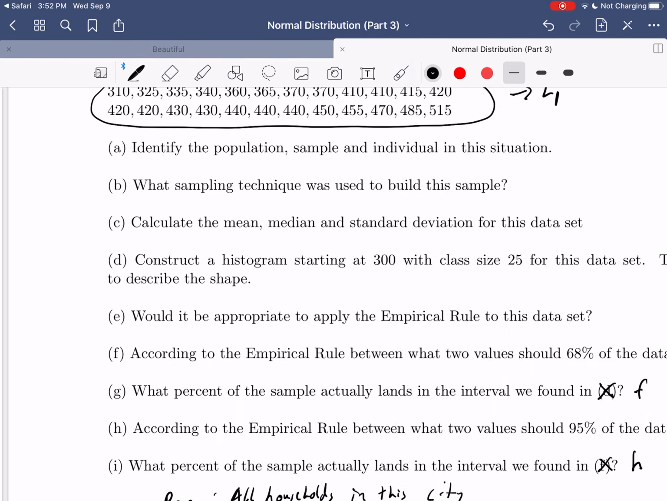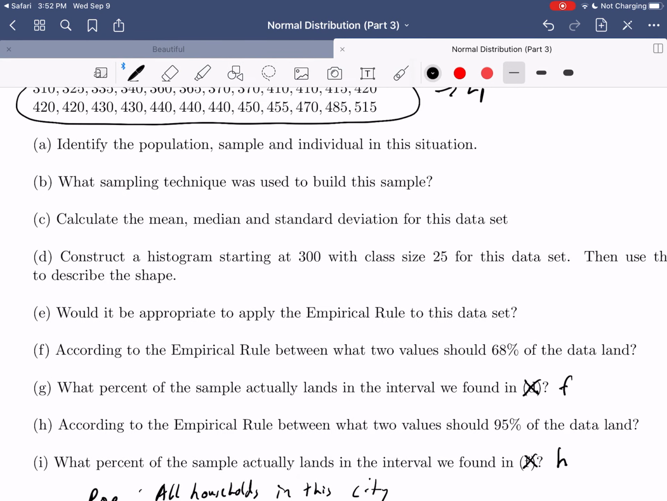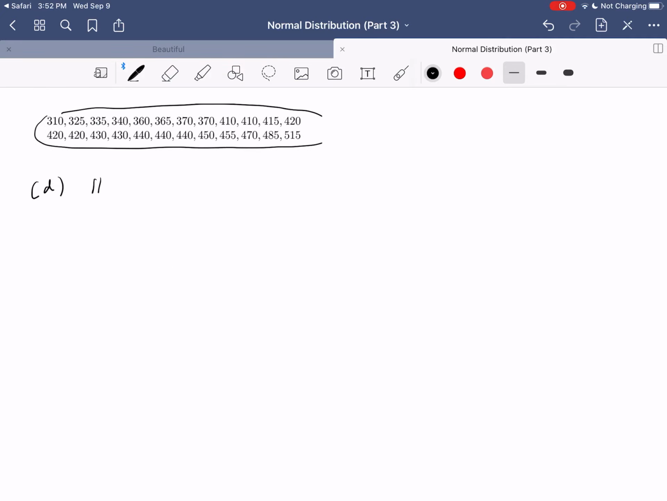Yep, we want to construct a histogram starting at 300, class size 25. So we want to do a histogram starting at 300, class size or interval size 25. So we'll need to make a little table here first of the classes and the frequencies.